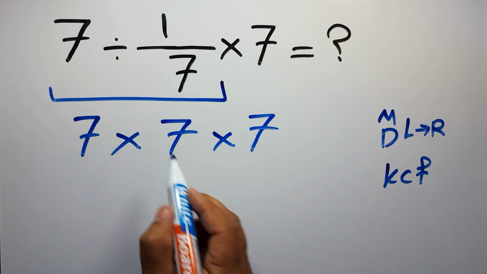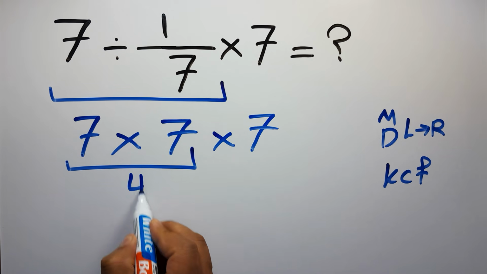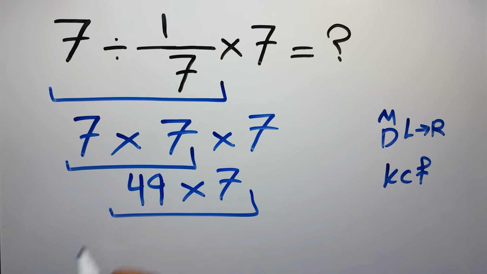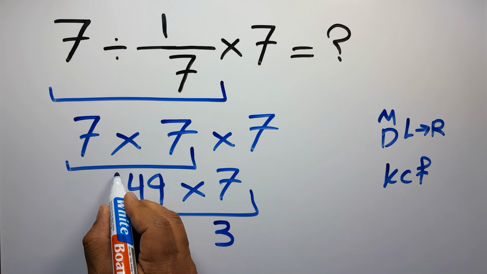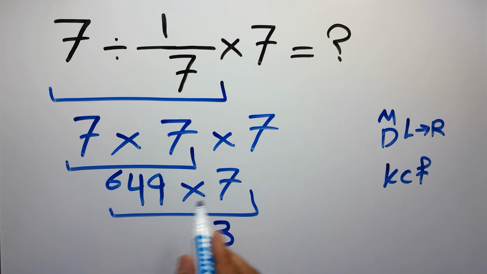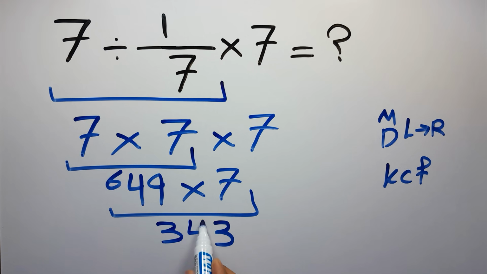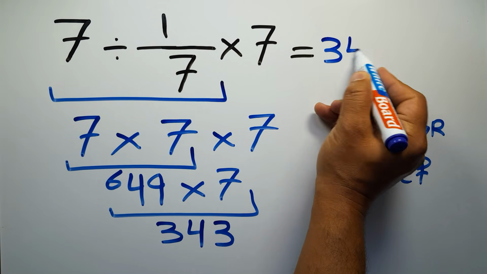Okay? 7 times 7 gives us 49. So 49 times 7. Okay? 7 times 9 gives us 63. So we write 3 here and carry 6 here. 7 times 4 equals 28. And the 28 plus 6 gives us 34. So we have 343. And this is our final answer to this problem. The correct answer is 343.